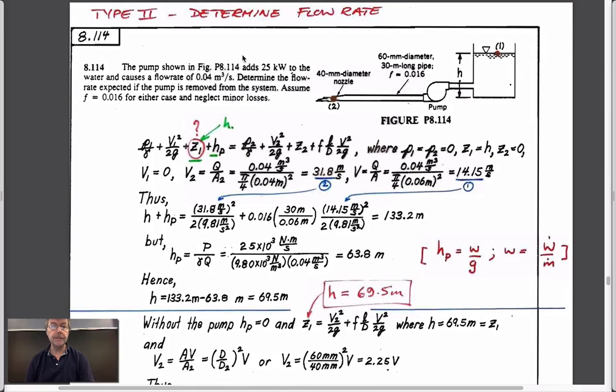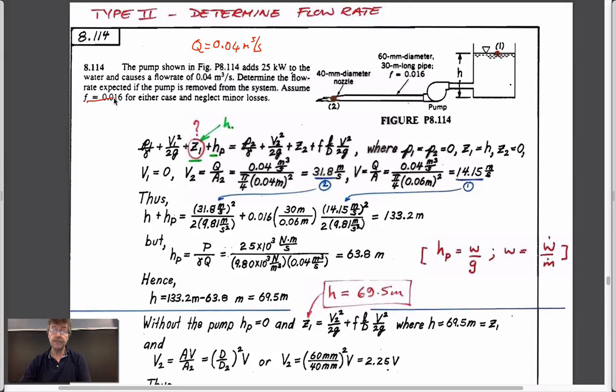All right, let's do something else. Pump coming out of a tank. The pump adds 25 kilowatts to the water, and it causes a flow rate of 0.04 meters cubed per second. So that's a volumetric flow rate, Q equal to 0.04 meters cubed per second. Determine the flow rate expected if the pump is removed from the system.